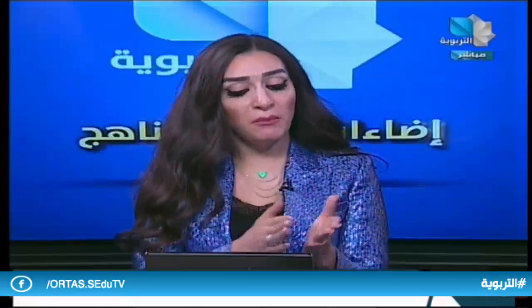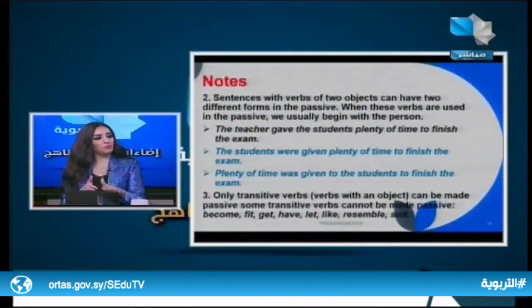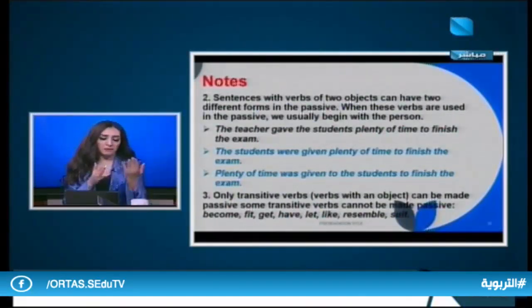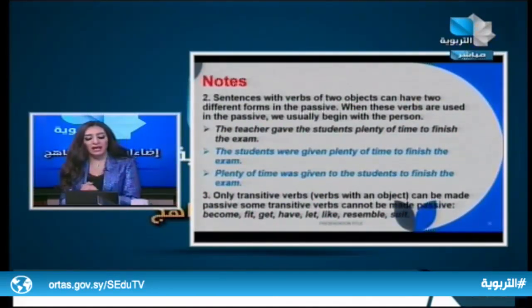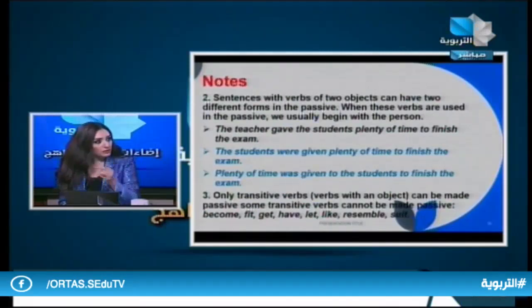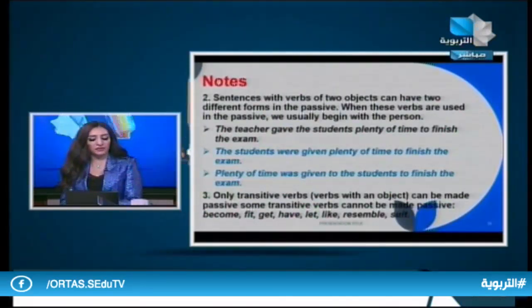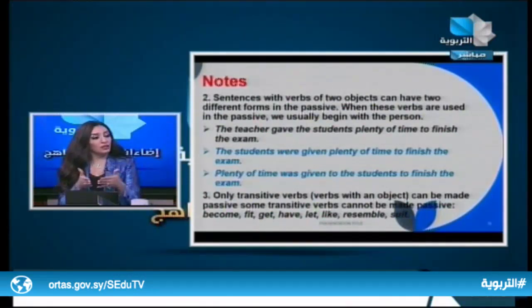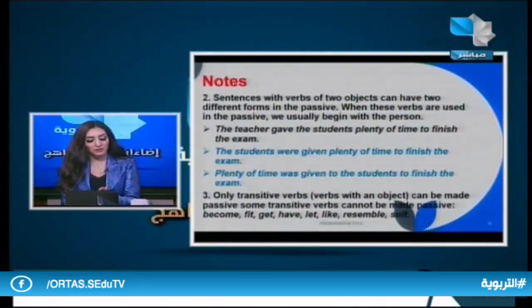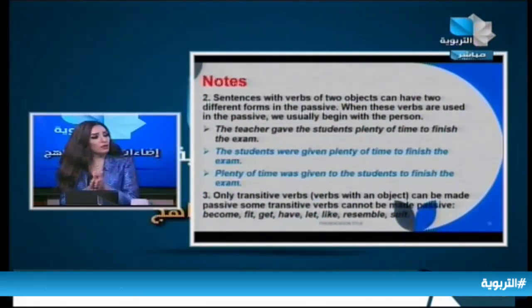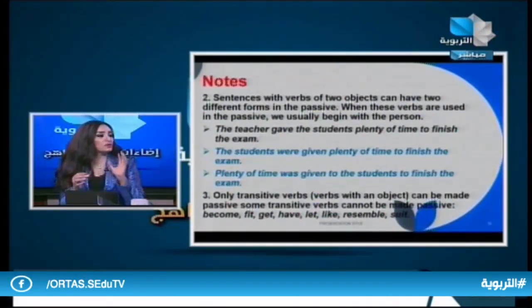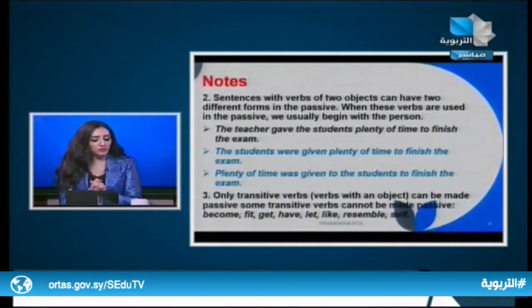The second one is plenty of time was given to the students to finish the exam. Here we put plenty of time as the second object at the beginning of the sentence. Was given is the passive form of the verb. And here we add to in front of the students and then the rest of the sentence. Here students should pay attention to the verb to be itself because the students is plural. So here we used were, whereas in the second sentence, plenty of time, we've got was, not were. So students should pay attention to the use of verb to be.